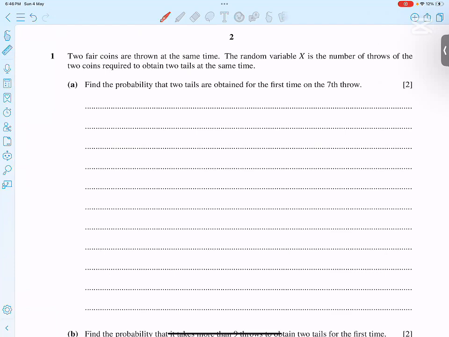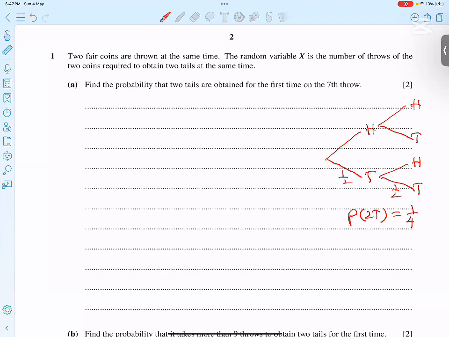Two fair dark coins are thrown at the same time. A random variable X is the number of throws of two coins required to obtain two tails at the same time. So my concern is the number of throws of two coins required to obtain two tails. It is very clear: head or tail, head or tail, head or tail. So half, because we are looking for two tails. Because we're caring about two tails, this probability is 1/4.